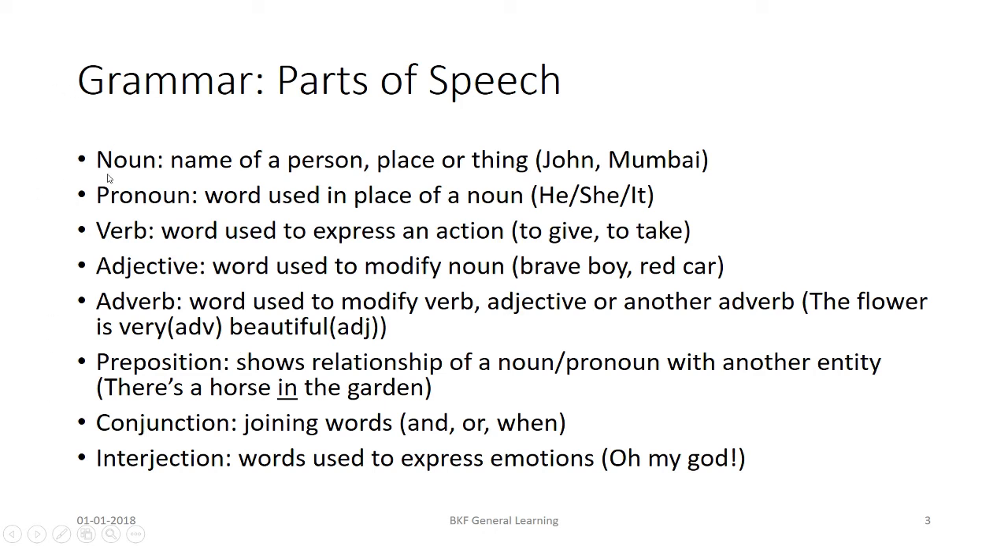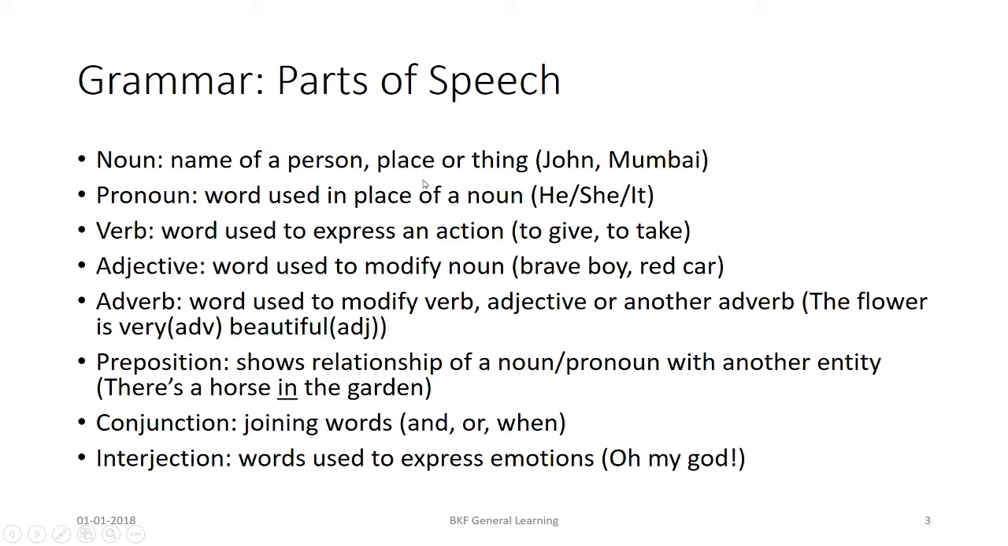Let's start. First is noun, which is name of a person, place or a thing, like John, Mumbai. So all the names of person, places or things come under noun category. Okay, pronoun is a word which is used in place of a noun. So if I say he's a boy, then in that sentence he is a pronoun.